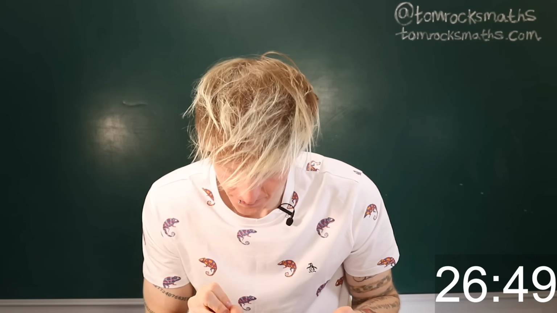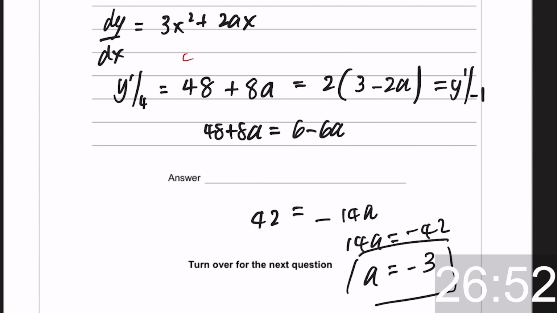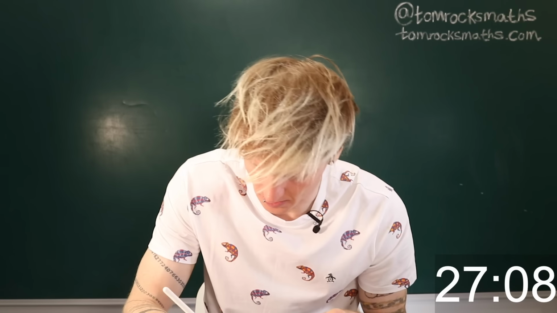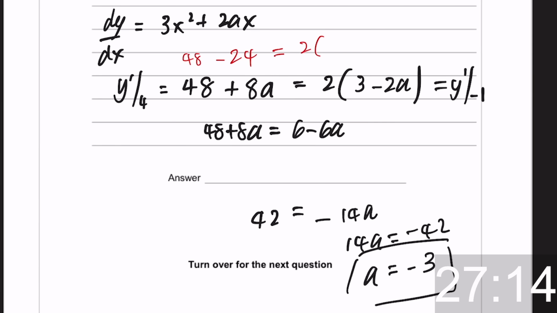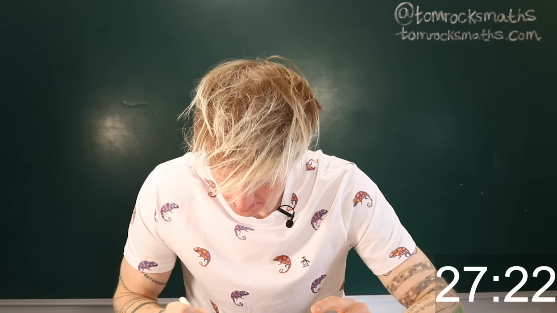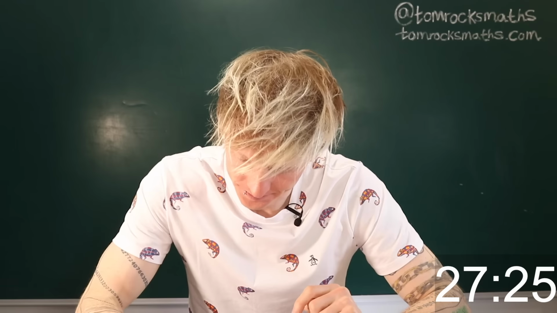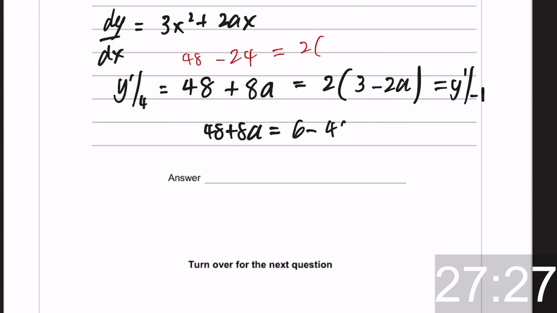Let's check the equation works. So we've got 48 minus 3 lots of 8, so minus 24, needs to be equal to 2 lots of 3 plus 3. Wait, 3 minus 2a, so 3 plus 6, 2 lots of 9. That doesn't seem right. It's not 6a. That's why you should always check your answers. It's minus 4a. So let's just do that again. So I got a nice answer, but it was wrong. So it's that minus 4a. That was a silly mistake.